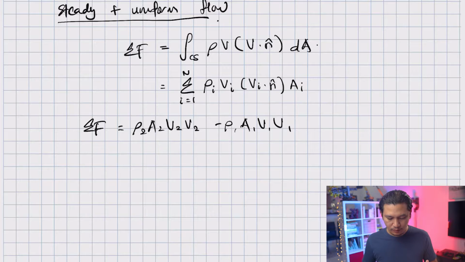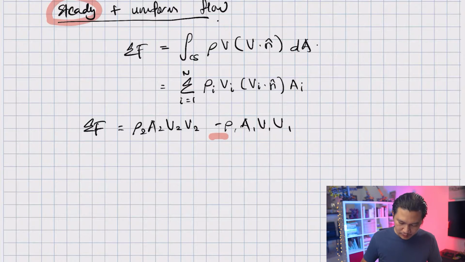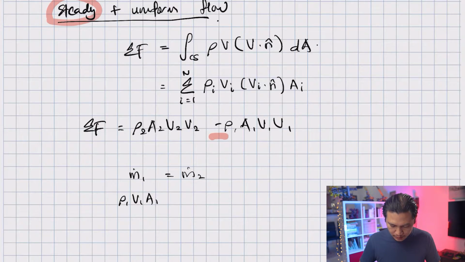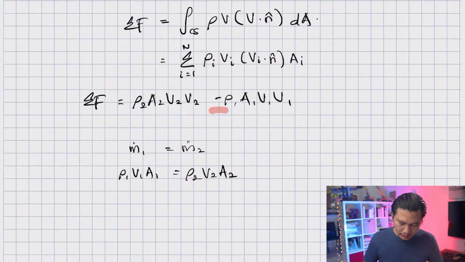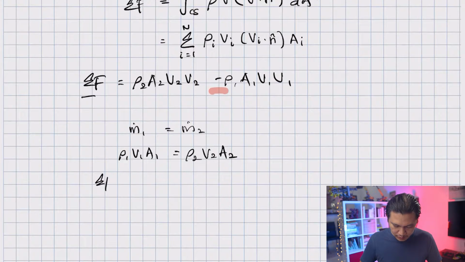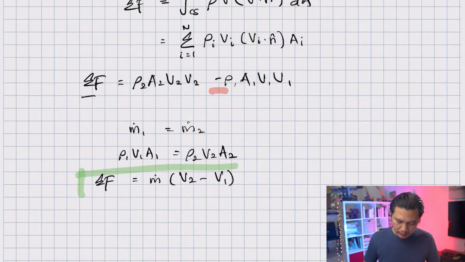And I think by now, because you have done conservation of mass and conservation of energy, you should know why we have the negative sign over here. And back to the assumption that this flow is steady, this means that m dot 1 is equal to m dot 2, isn't it? This means that rho 1 V1 A1 is equal to rho 2 V2 A2. Therefore, we can simplify this equation even further by writing summation of force is equal to m dot times (V2 minus V1). Okay, so I think this equation is simplified enough.